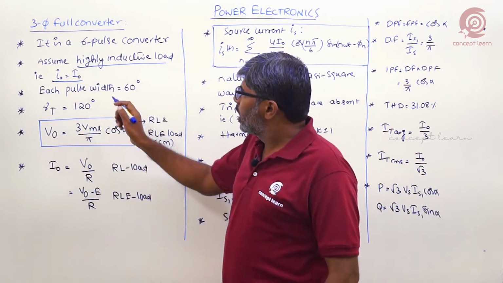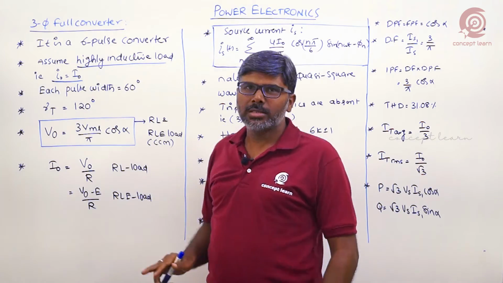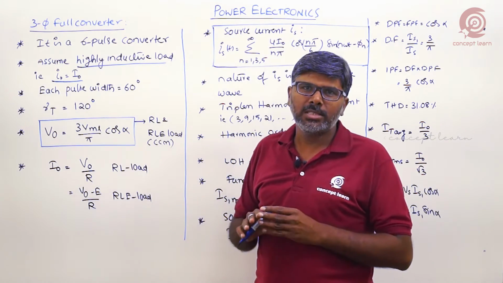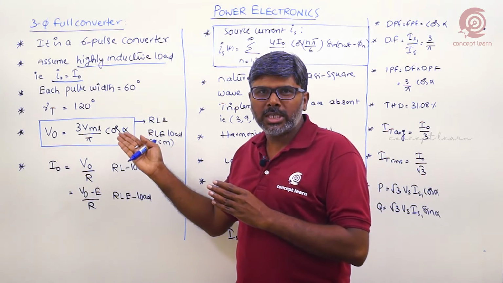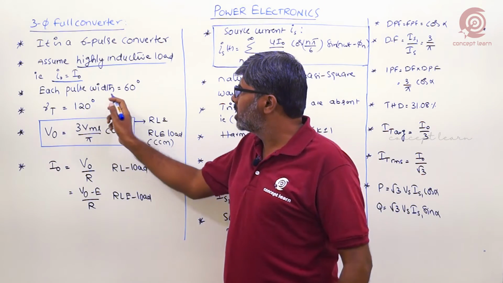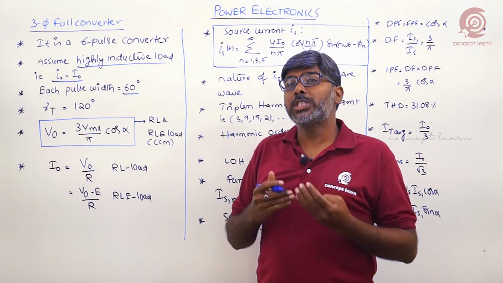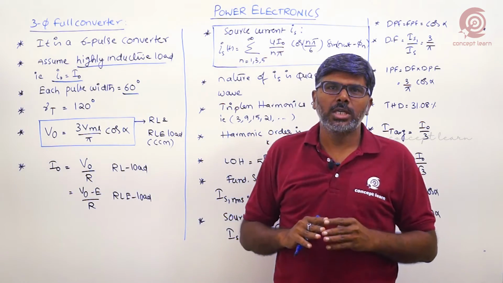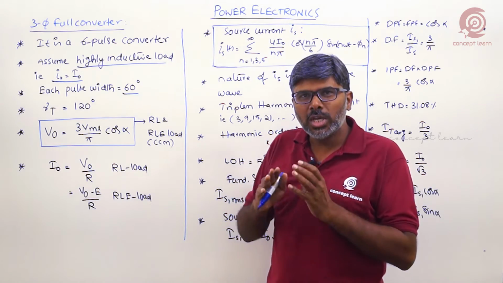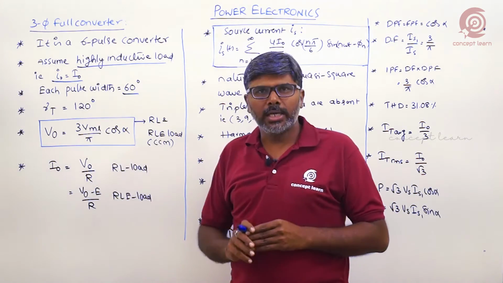Keep it in mind. Now coming to the output waveform, as I said, it is a 6-pulse. It has 6 pulses. So what is each pulse width? 360 by 6, so each pulse width is 60 degrees. Now what is the conducting period of each phase? How many switches are there in the three-phase full converter? 6 switches, 6 thyristors, right? So each thyristor or each switch conducts 120 degrees.